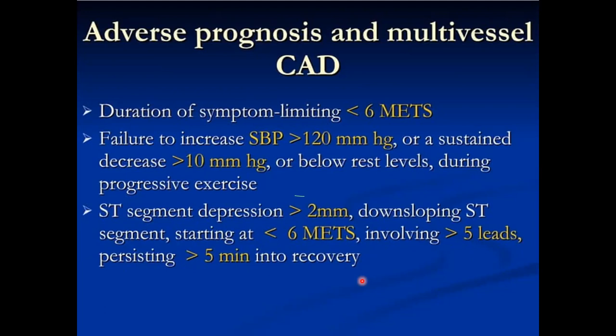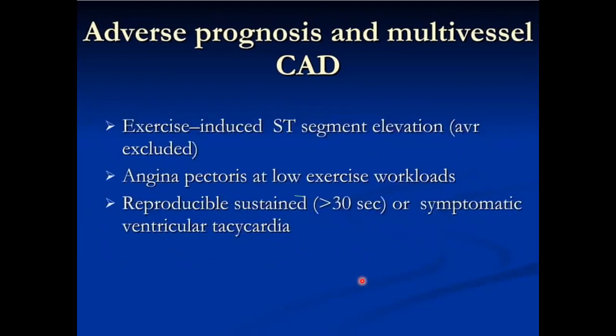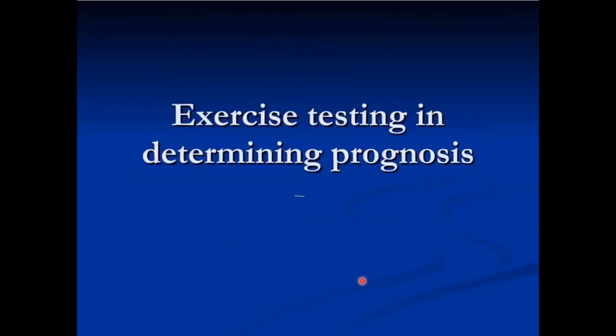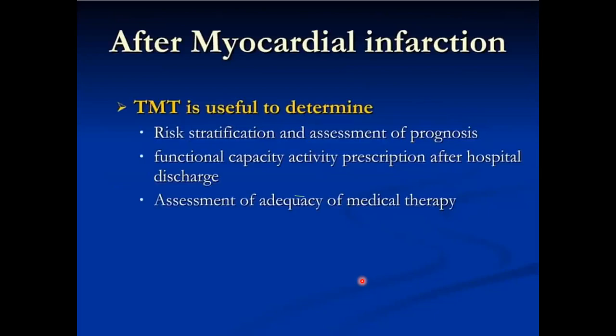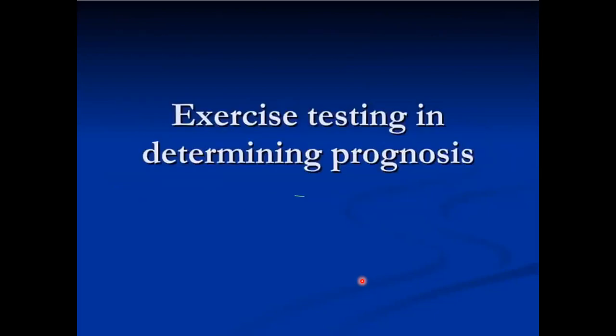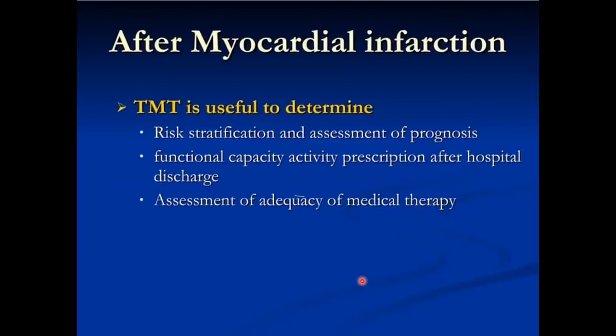So these are just trying to put together most of these parameters that we actually get. And by the time we're getting all these at the same time, it connotes adverse prognosis in the individual and the possibility of multivessel coronary artery disease. Likewise, when you're having exercise-induced ST segment elevation, excluding aVR, or you have angina pectoris at low exercise workloads, or sustained reproducible ventricular tachycardia. So we can also use exercise testing in determining prognosis, particularly after myocardial infarction.